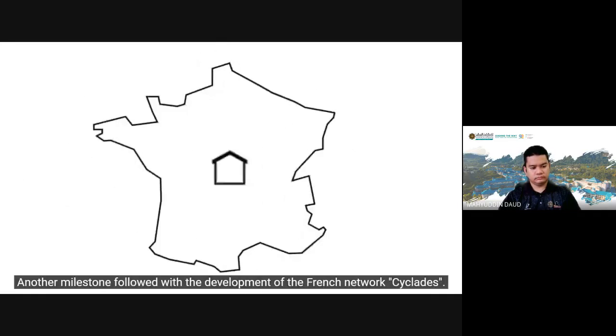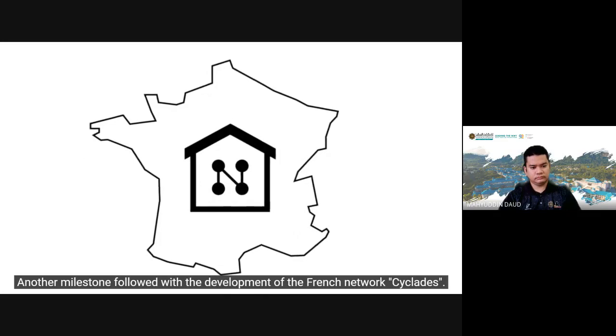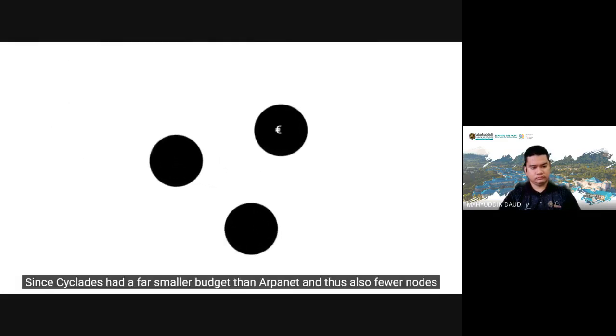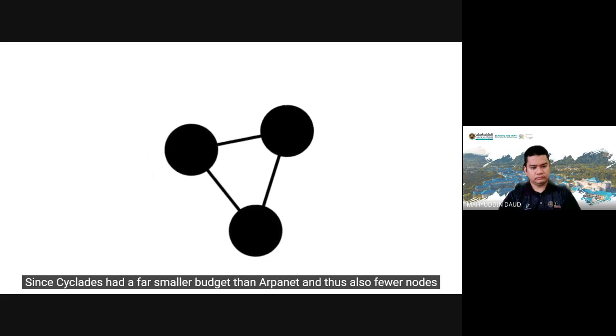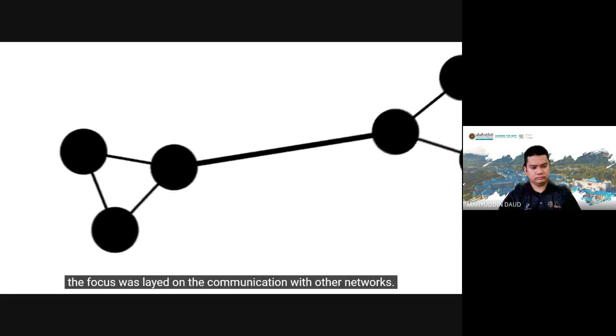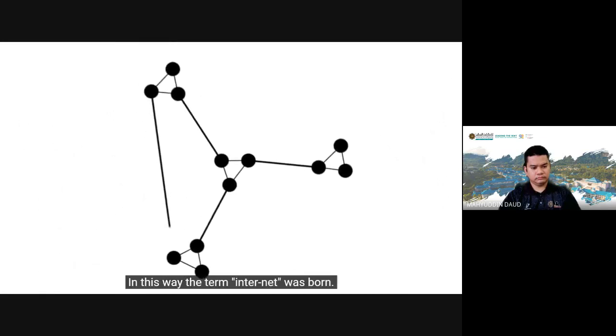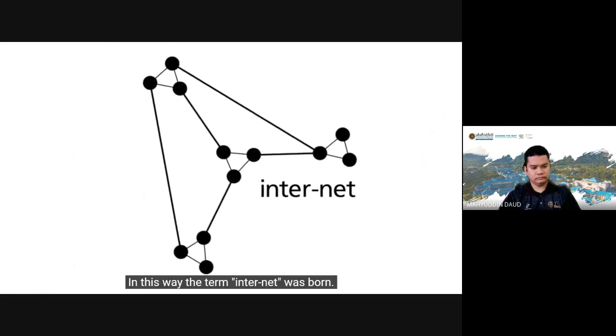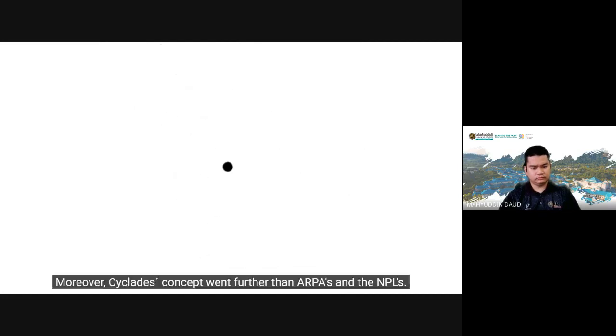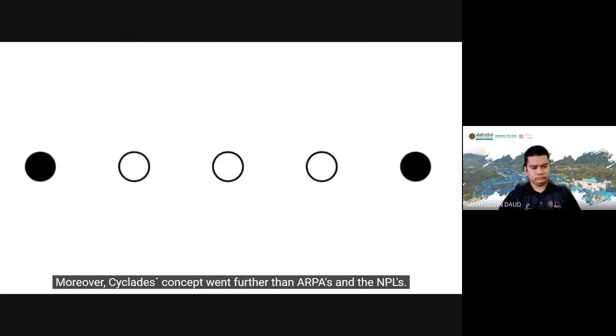Another milestone followed with the development of the French network Cyclades. Since Cyclades had a far smaller budget than ARPANET, and thus also fewer nodes, the focus was laid on the communication with other networks. In this way, the term Internet was born. Moreover, Cyclades' concept went further than ARPA's and the NPL's.